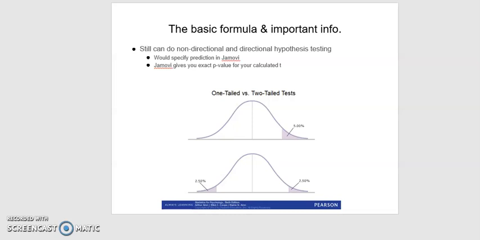Jamovi also gives us the exact p-value for a calculated t. So you can kind of skip over, and it will give you your degrees of freedom that you would have used, but you're going to skip over making that critical value and making those comparisons because your output's going to tell you all that. We're going to see that.